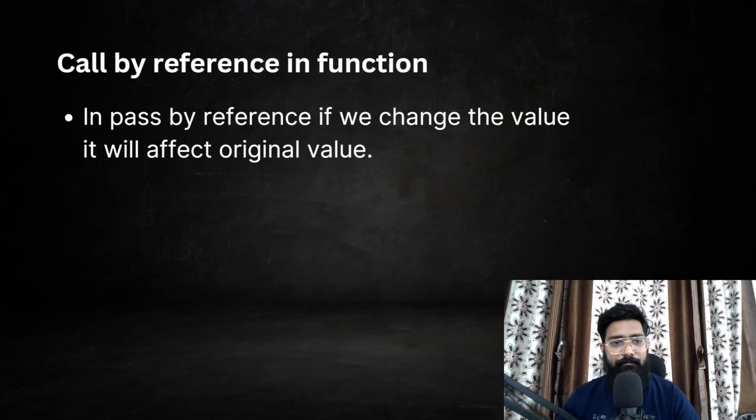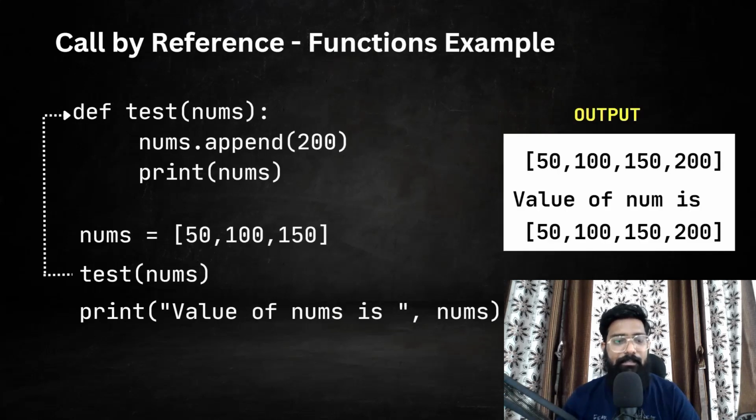Call by reference. Whenever we are using call by reference, if we change the value in the function body, it should affect the original value. Let's see. I am having again a function named test, nums.append(200). Here we are expecting a list and the list will have one more element which is going to be 200. This is quite similar to call by value. The change here is we are passing a list which is mutable.